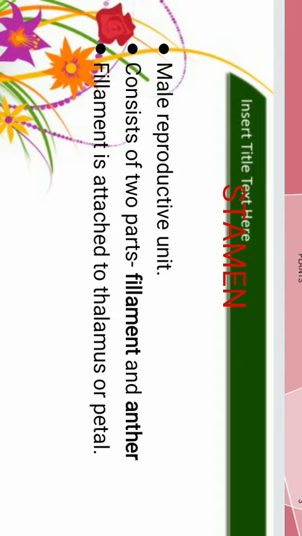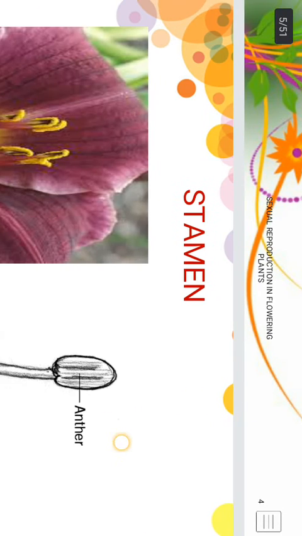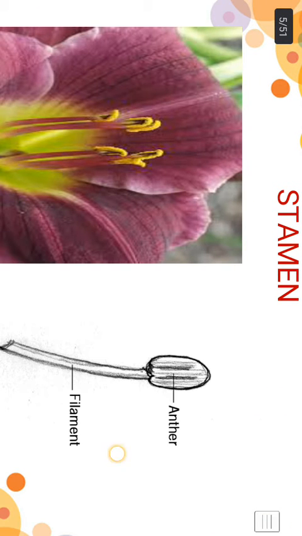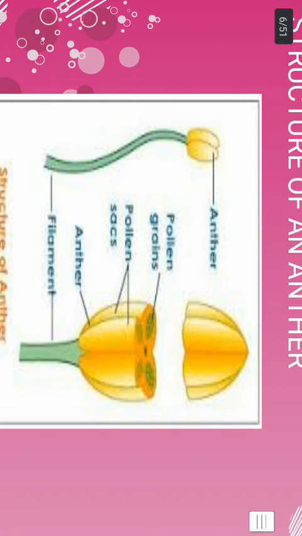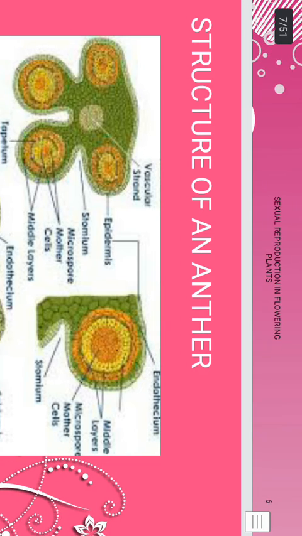Anther consists of lobed structure. The anther is attached to the filament with the help of a special tissue called connective. So this is the anther and this one is the filament. Now if you see the structure of an anther, it is bilobed and dithecous. It has 2 lobes, so it is bilobed.